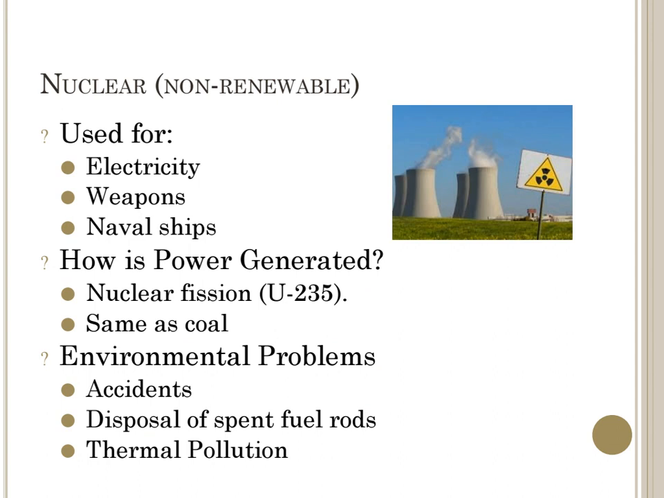The next one here is nuclear. Make sure you also know it's non-renewable. So we use uranium, and uranium is a metal that is non-renewable. So we use it for electricity and power plants. We create nuclear weapons, and it also powers naval ships.